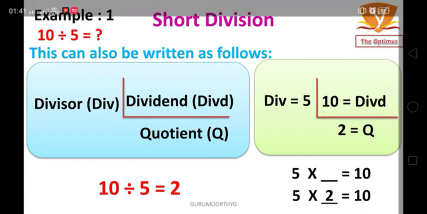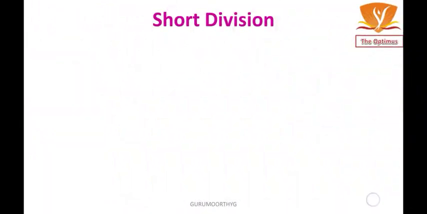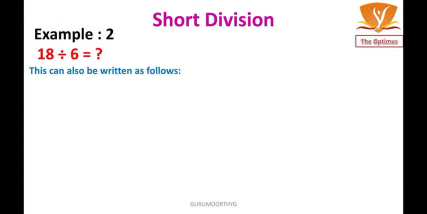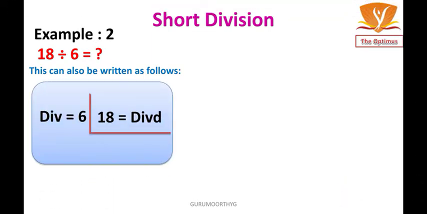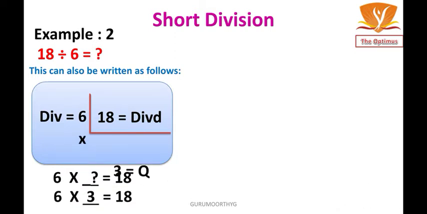Example 2. 18 divided by 6 equal to what? This can also be written as follows. Yes, 18 is the dividend. I am going to write inside the L. And 6 is the divisor. I am going to write left side of the L. Now say 6 into dash equal to 18. Yes, 6 into 3 equal to 18. Therefore, 3 is the quotient. I am going to write below the L symbol. So 18 divided by 6 equal to 3. Here 18 is the dividend, 6 is the divisor, 3 is the quotient.